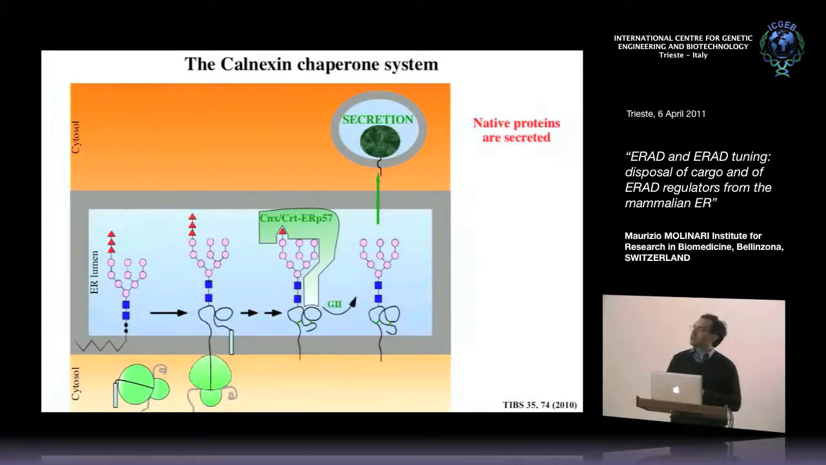The protein is eventually released from the chaperone complexes, and the sugar that mediated the association with the chaperones is removed by glucosidase 2. If the protein is native, it can be transported, secreted through the Golgi, and then secreted from the cell, for example.